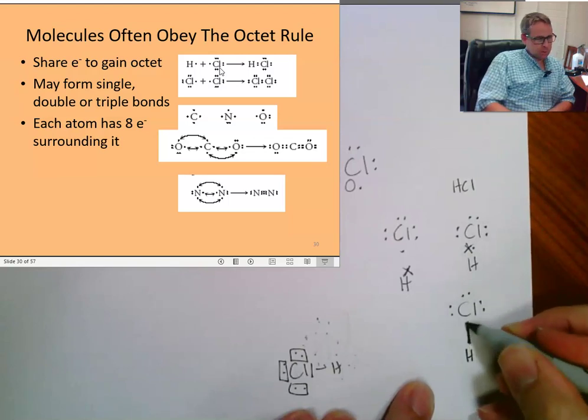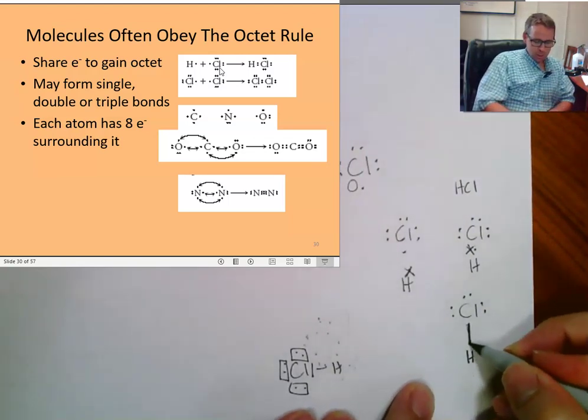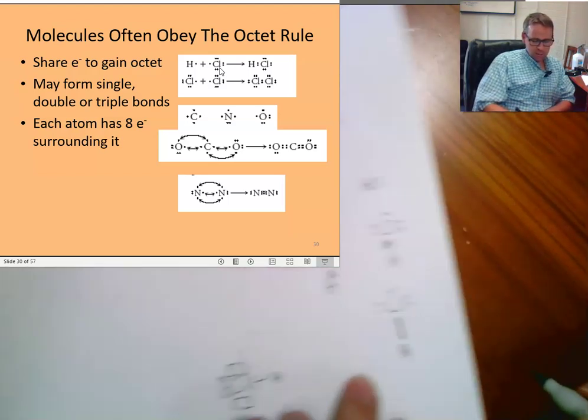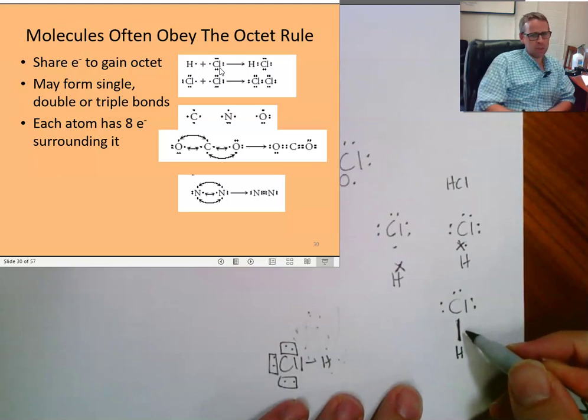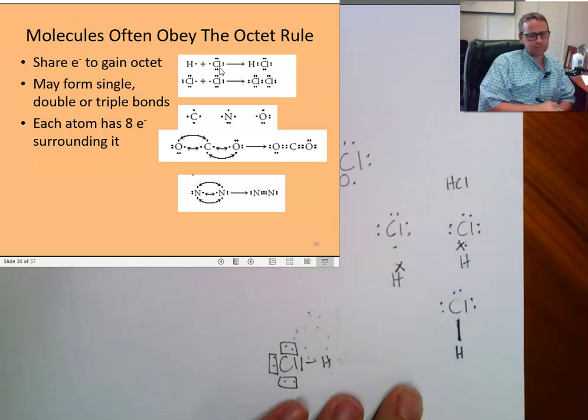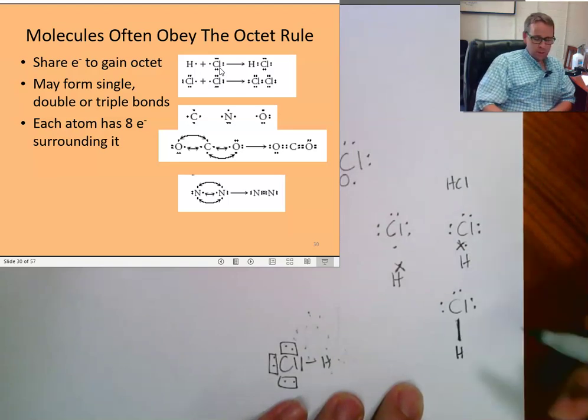So what do you think, Taewan? How many electrons are represented by that bond there? Any ideas, Taewan? This 2? Yeah, that's right, 2.